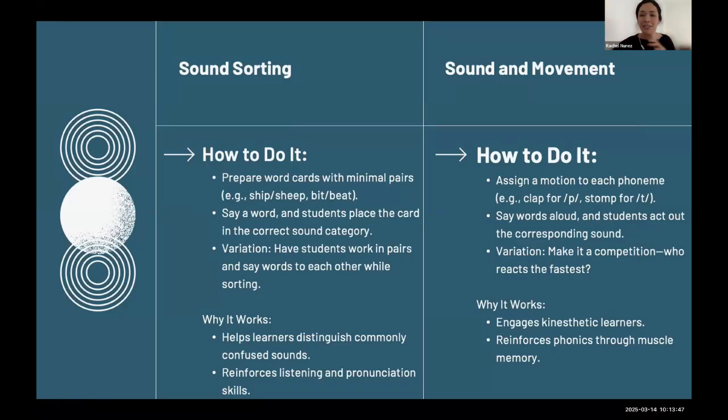Okay, who reacts the fastest to what I do? And why this works: it engages kinesthetic learners. These are learners that learn through movement. And it reinforces phonics through muscle.